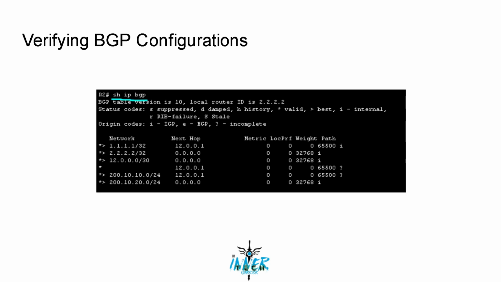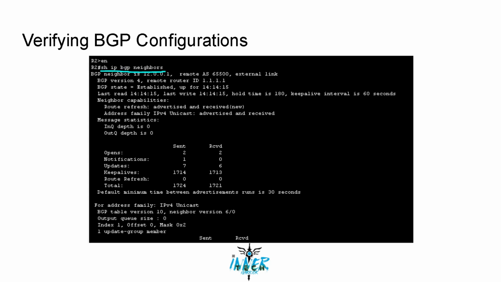The show IP BGP command shows us more information about the BGP routing table. Here we can see the status codes for each route, which shows us if a route is valid. We can also see the next hop for each route. If the next hop is 0.0.0.0, that means the destination can be reached via this router itself and doesn't need a next hop. Then we can also see which routes are the best routes, and whether the routes are internal or not. Finally, we have show IP BGP neighbors, which provides more information on the neighbor relationship and status.